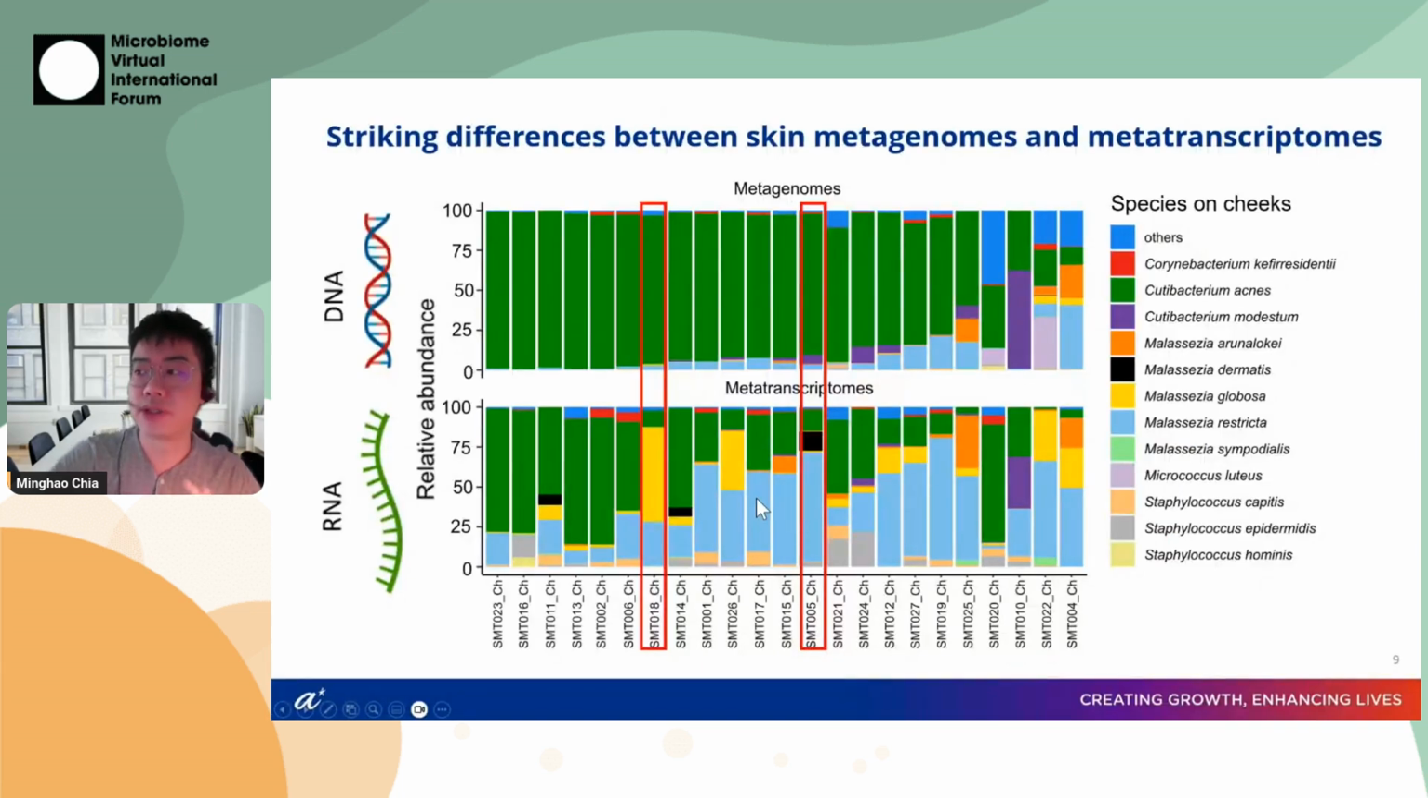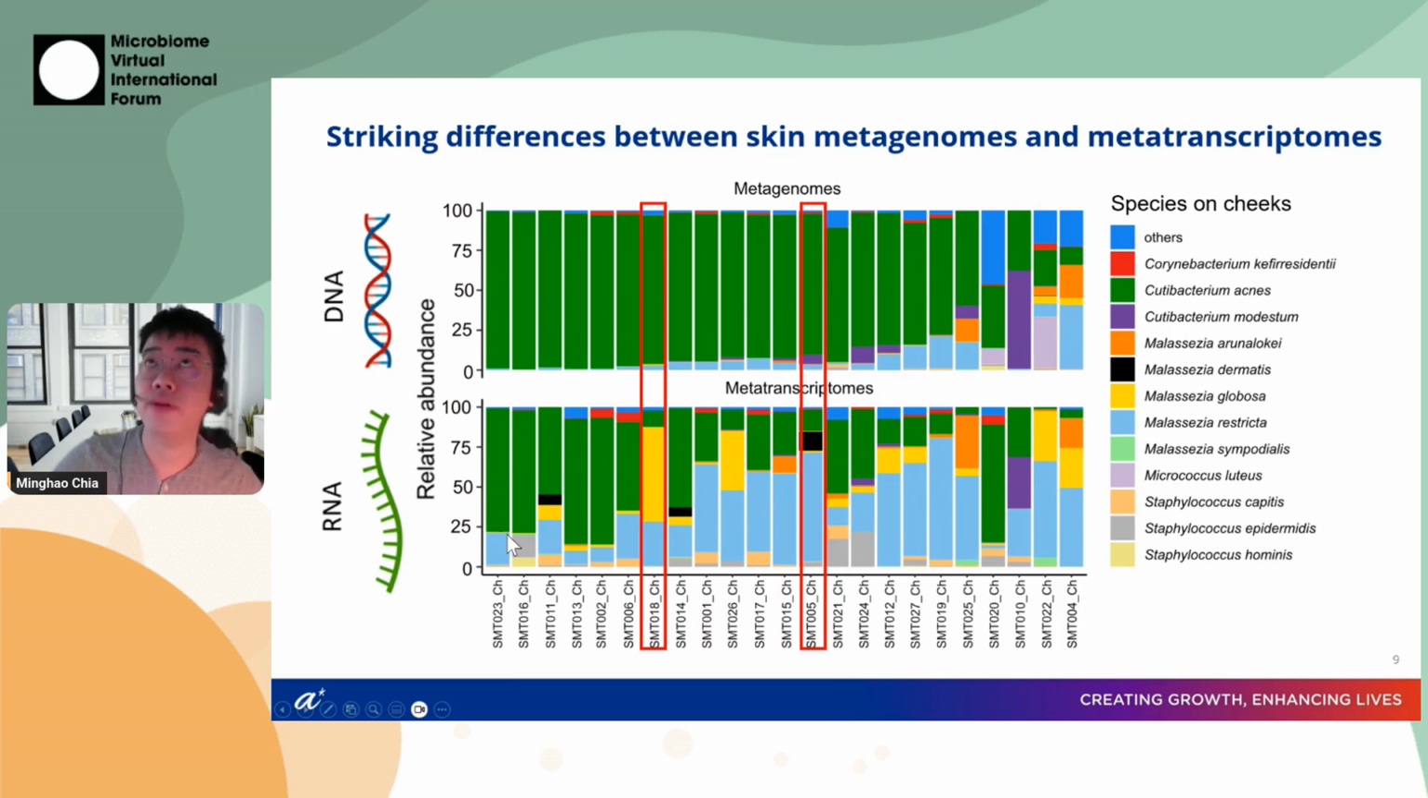Now, the first interesting observation we made when comparing paired skin metagenomic and metatranscriptomic data was the striking differences between the two measurements. Here I'm showing data from scalp, and we sorted this data in order of C. acnes metagenomic abundances. So you can see the top row here in green. So at the DNA level, in most people, most of the reads belong to a common bacteria called Cutibacterium acnes. So not surprising. But what's surprising was that these are not the most active species at the RNA level.